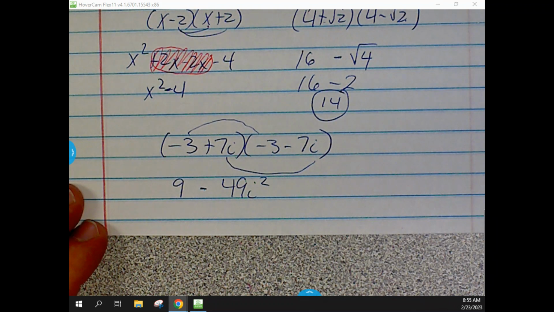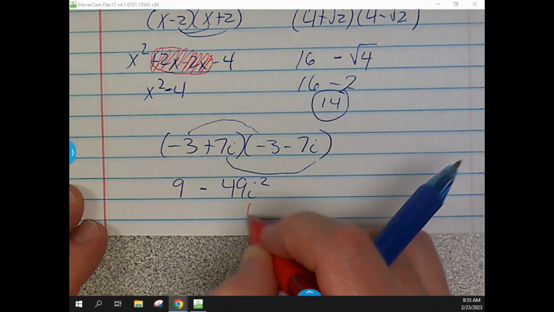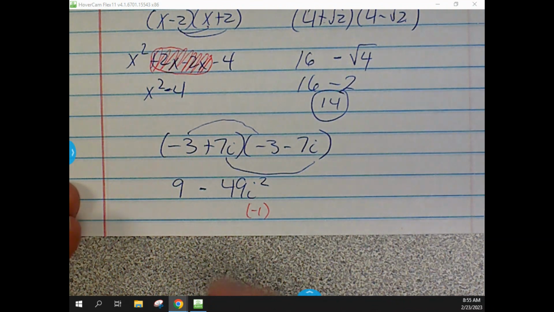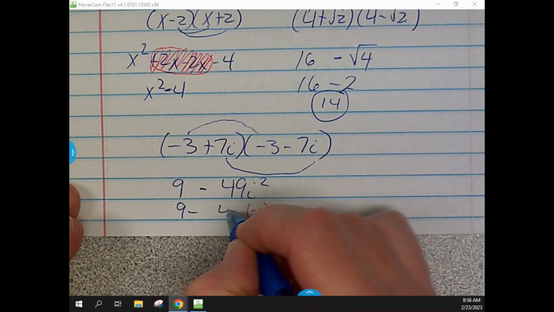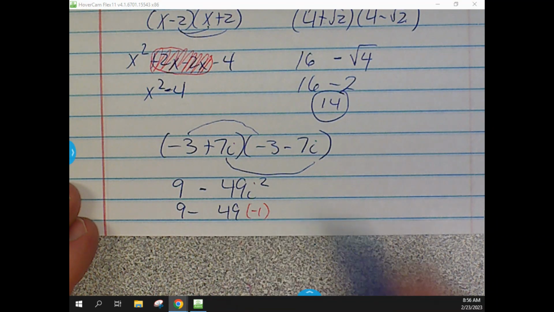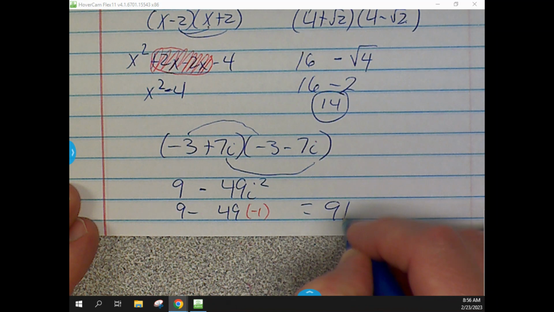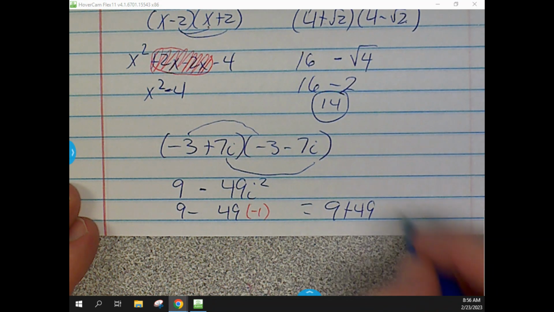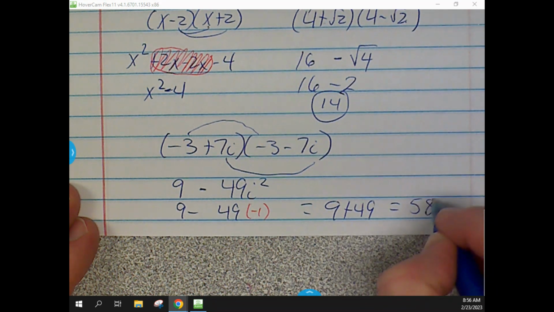But anytime we're doing the conjugates, this i squared, we know it's going to be negative 1. So it's 9 minus 49 times negative 1. Well, we do the minus 49 times a negative 1, it'll be just 9 plus 49, so that would make it 58.